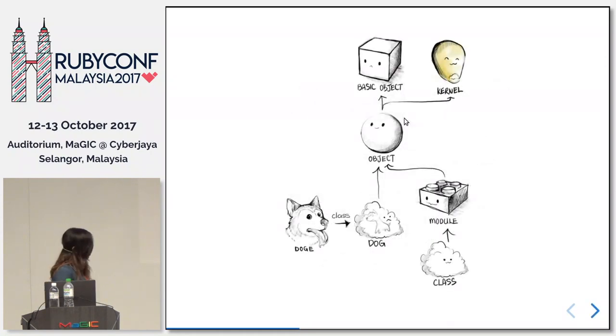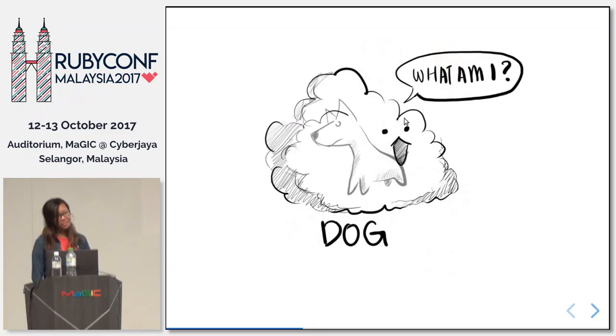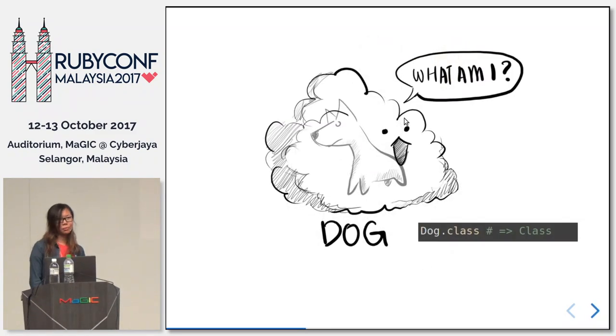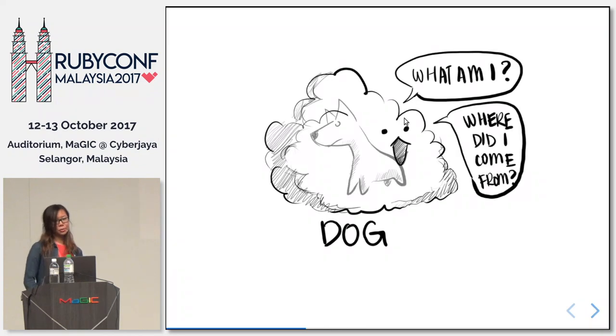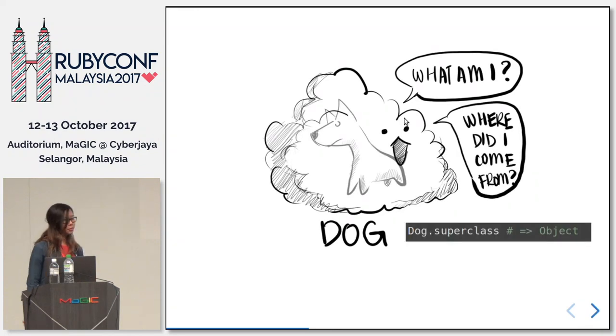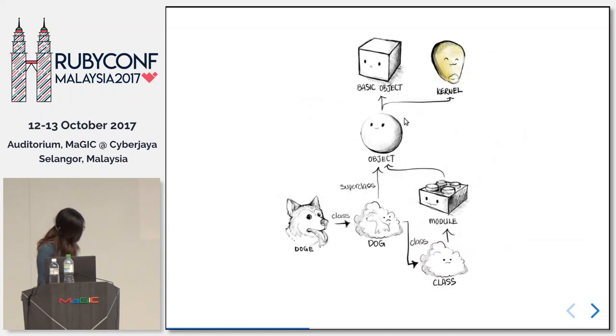Now, Doge was happy, but it was not long before Dog began to ask the same question. So he asked, what am I? And so he called the method class and discovered that he was a class. And he discovered he could also call the method superclass and discovered that his parent was none other than Object. And so Dog knew what he was and where he came from, and he was content.